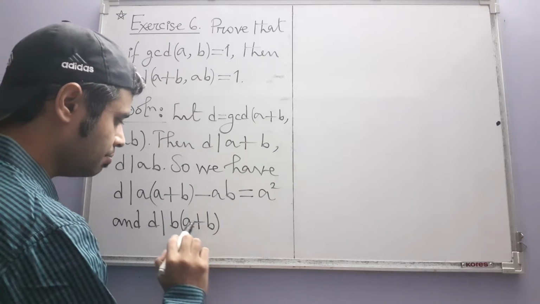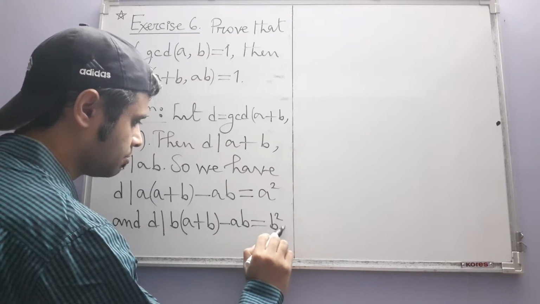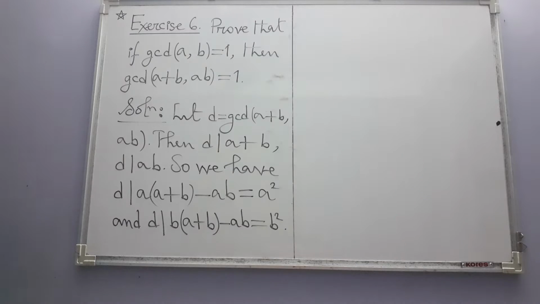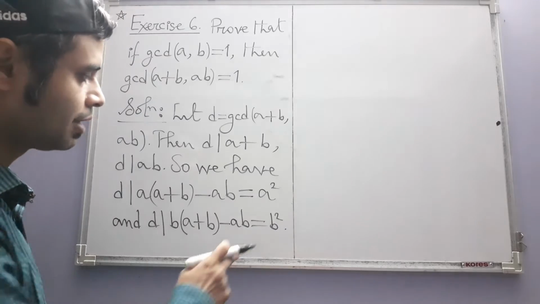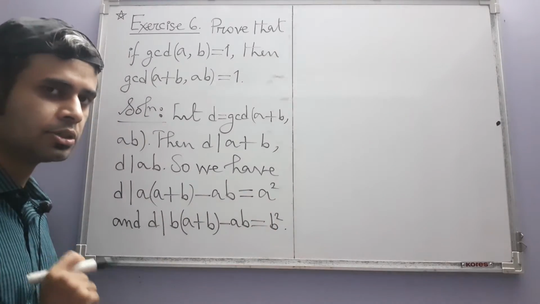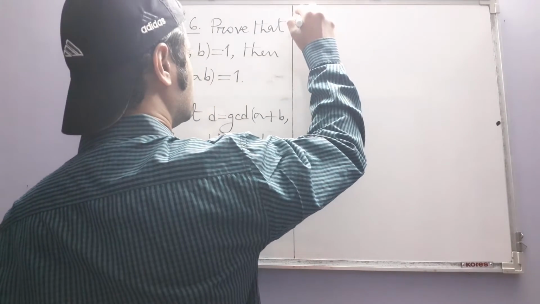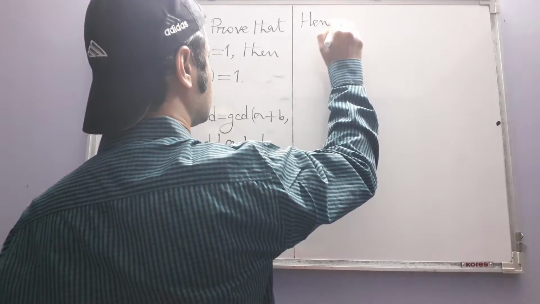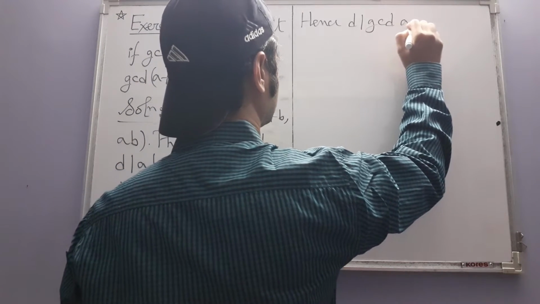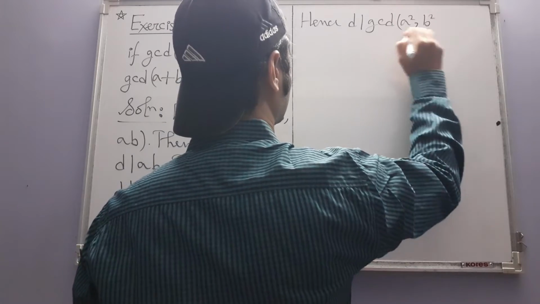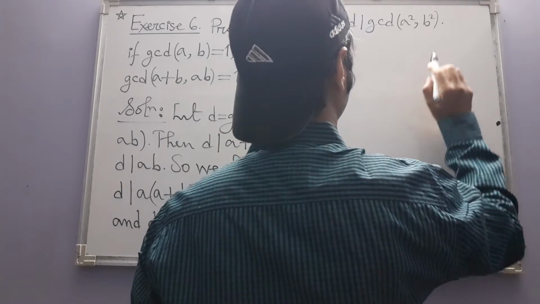D also divides b times a plus b minus ab, which is b square. So D divides both a square and b square. So D will also divide the GCD of a square and b square by the properties of GCDs. Hence, D divides the GCD of a square and b square. This, however, is equal to 1.